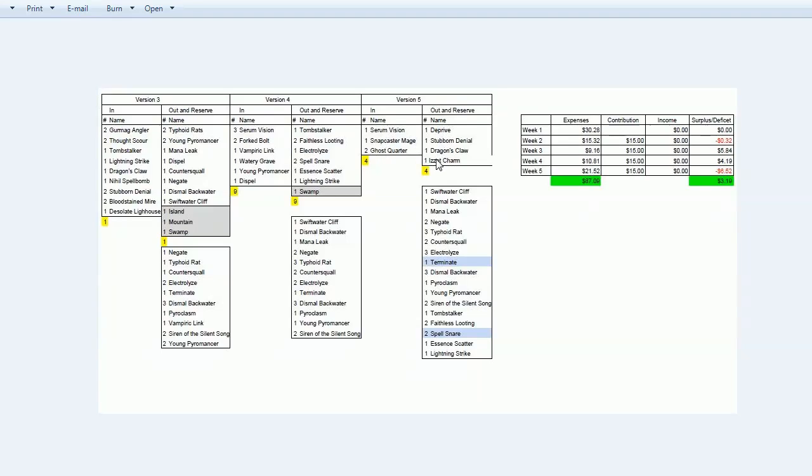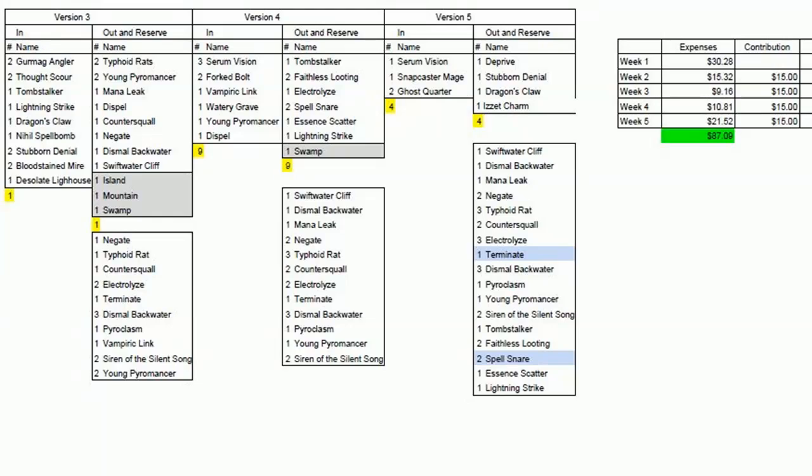So here are our four additions. We subtracted four cards: Deprive, Stubborn Denial, Dragon's Claw, Izzet Charm. And these are our other leftover cards. I highlighted Terminate and Spell Snare because those are really the two cards that have significant enough value that we could possibly buy out to add to our pool of money.